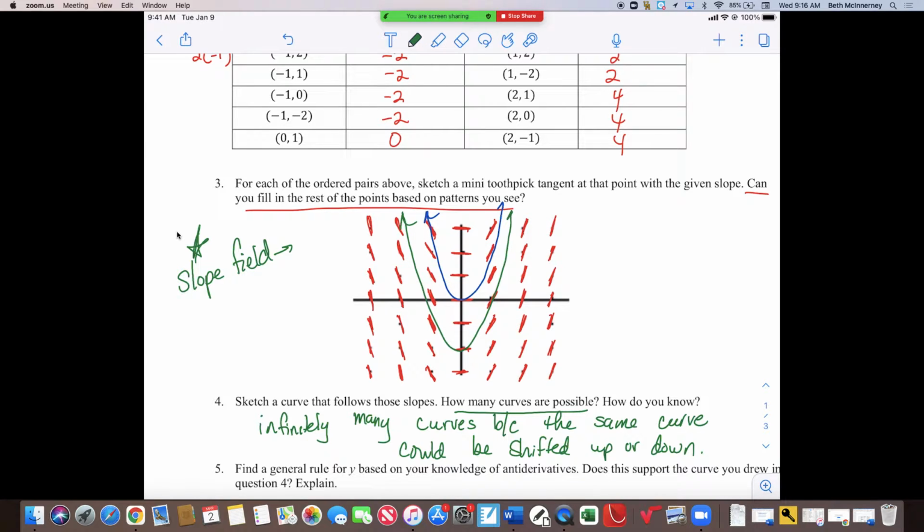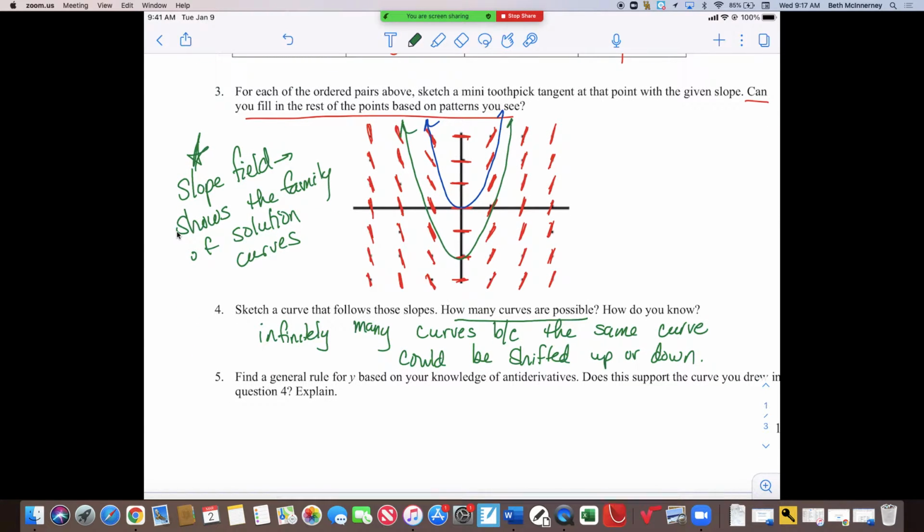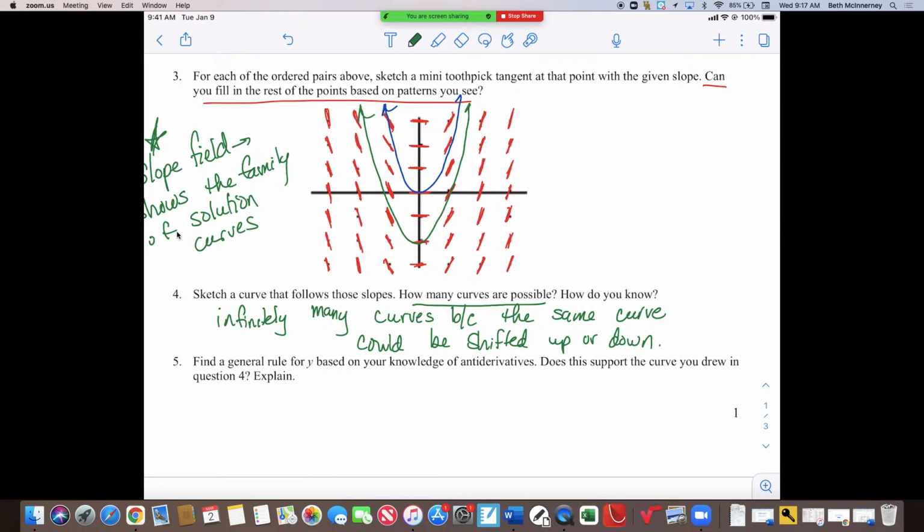And a slope field shows the family of solution curves. So we just talked about this. It said in number 5, find a general rule for y based on your knowledge. So if I did the antiderivative or integral of 2x, this would be x squared plus c.